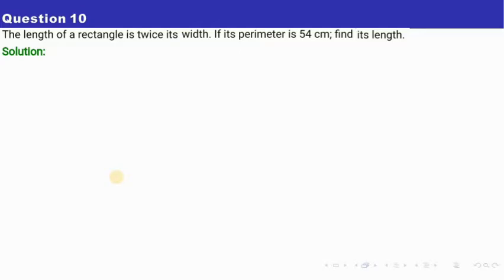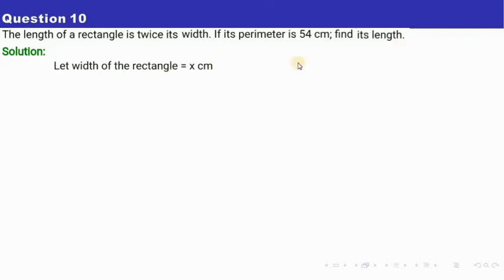Today we will continue with the very same exercise, that is exercise 14b. So let me take question number 10. In question number 10 we have: the length of a rectangle is twice its width. Width means breadth. If its perimeter is 54 centimeter, find its length.